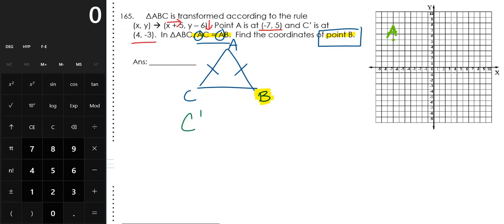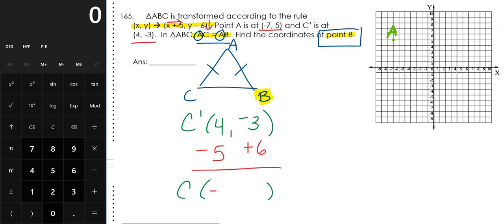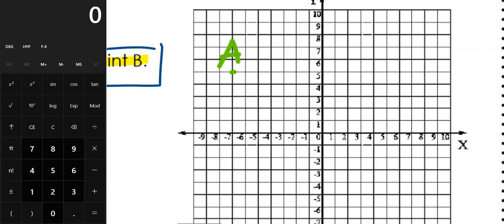If C prime is at (4, -3), and I want to get back to C, I'm going to undo the transformation. Instead of adding 5 and subtracting 6, to get back to C, I'm going to subtract 5 and add 6. 4 minus 5 is -1. -3 plus 6 is 3. So (-1, 3) is my original C. Okay, let's take a look. I'm going to zoom in. So (-1, 3) is my original C.